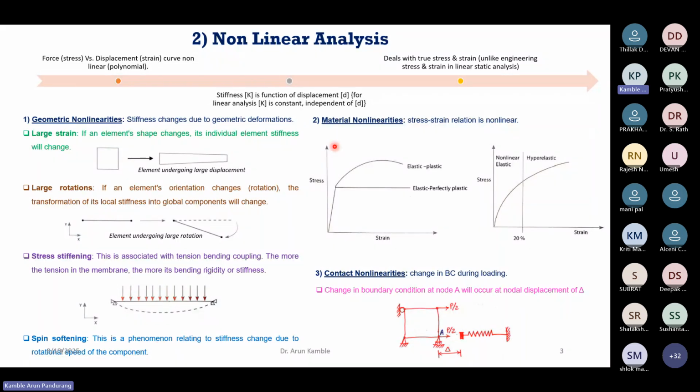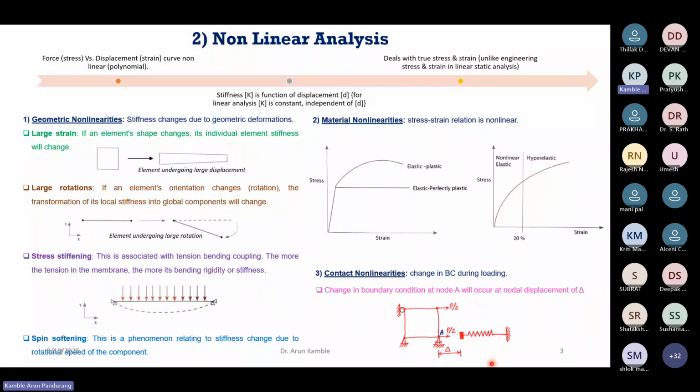Second one is the material nonlinearities. In this, the stress-strain relation is nonlinear. You can see in this stress versus strain plot, up to this point it is linear, and in the case of the elastic plastic material, it is nonlinear. And also for the nonlinear elastic material and for the hyperelastic material, it is nonlinear. So these are some of the examples of the material nonlinearities.